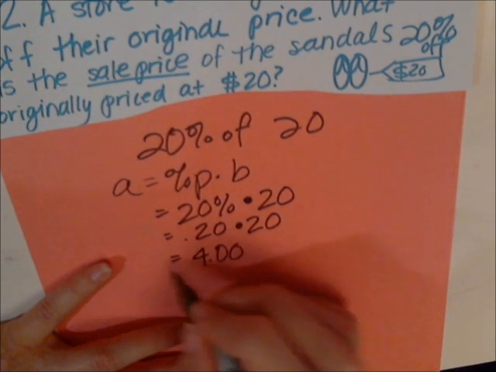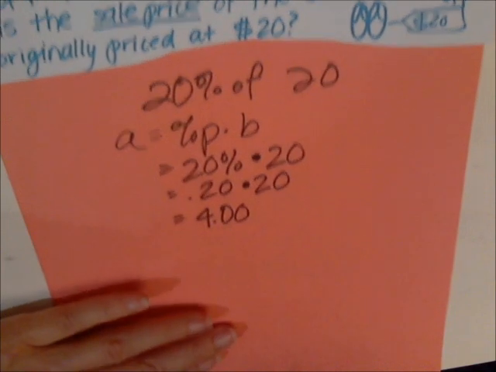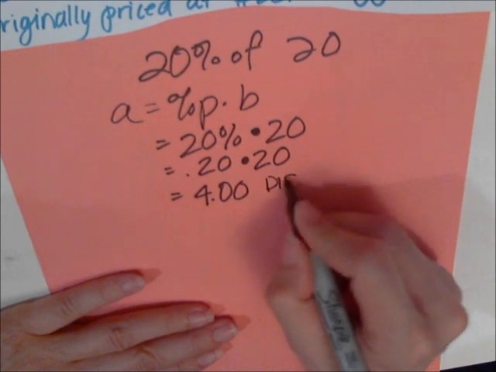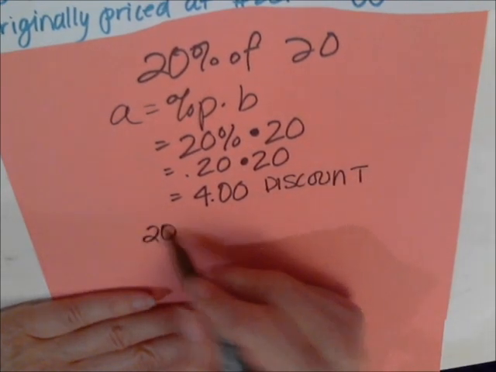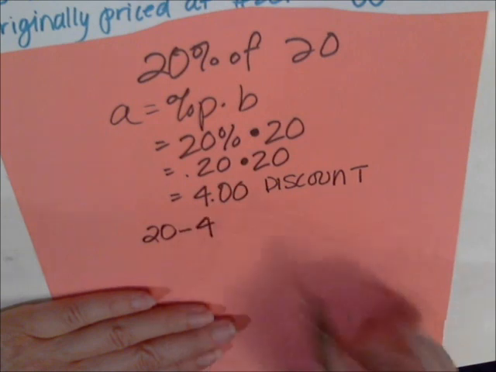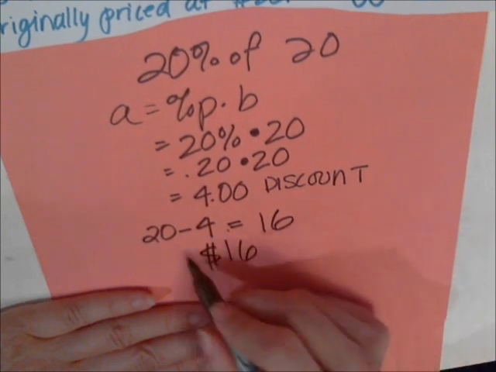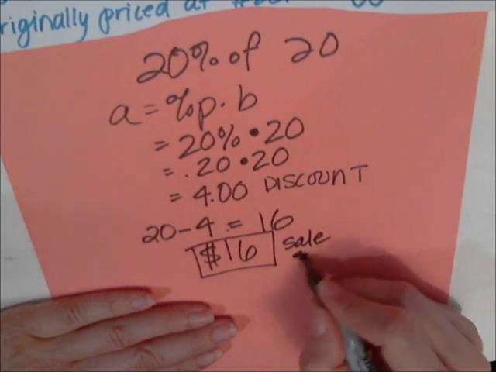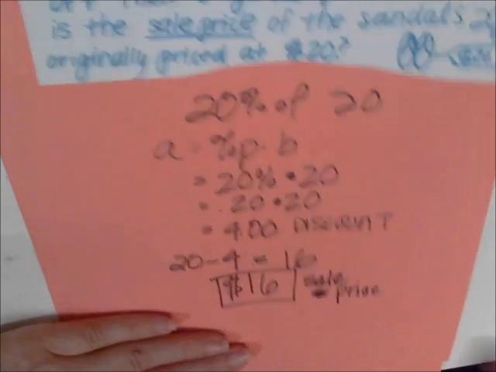$4. So the discount is $4, but again, we are looking for the sale price, and the sale price is not $4. That is the discount. So what I need to do is take the original price, $20, minus the $4, and that equals $16. So my new price for those sandals is $16 for the sale price. Okay, $16. All right, moving on to example 3.